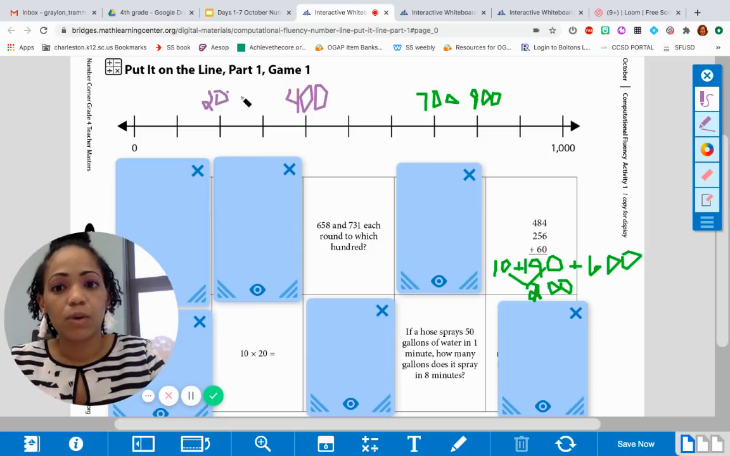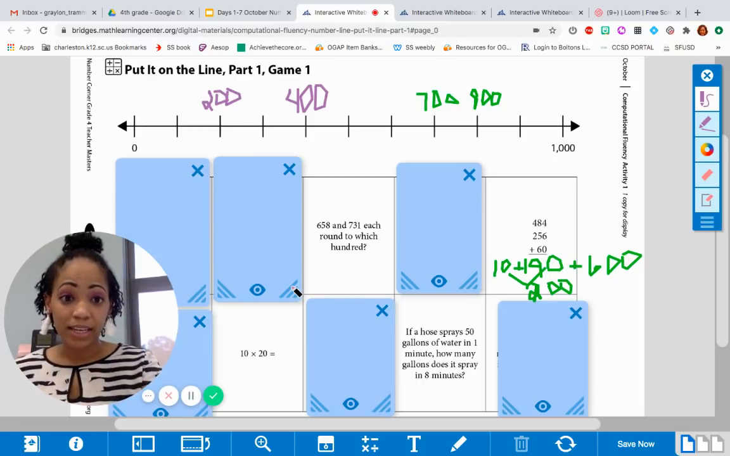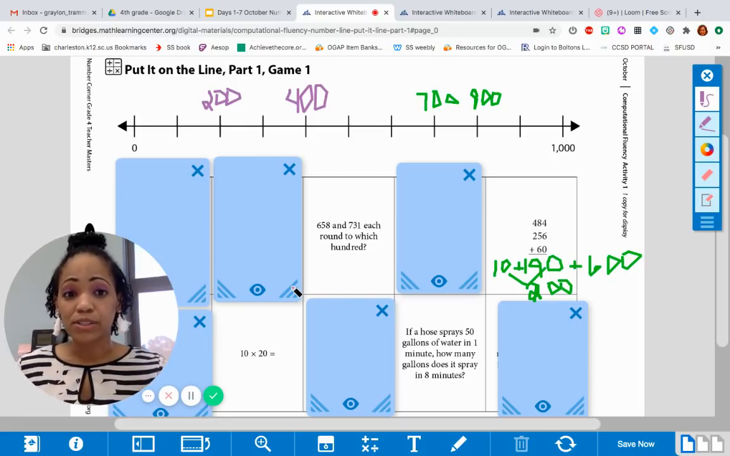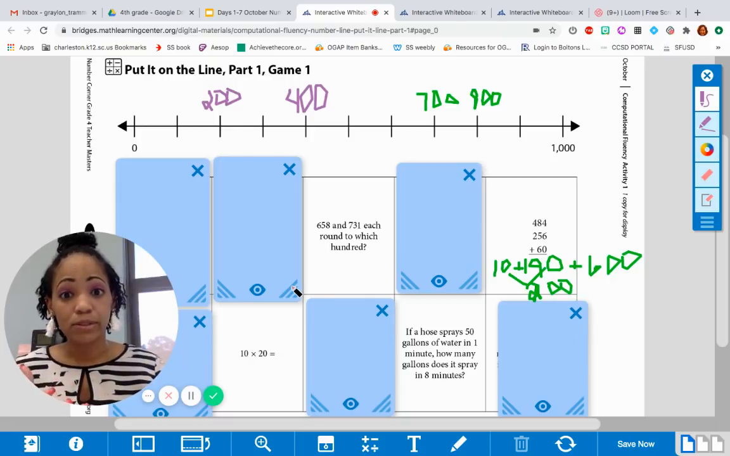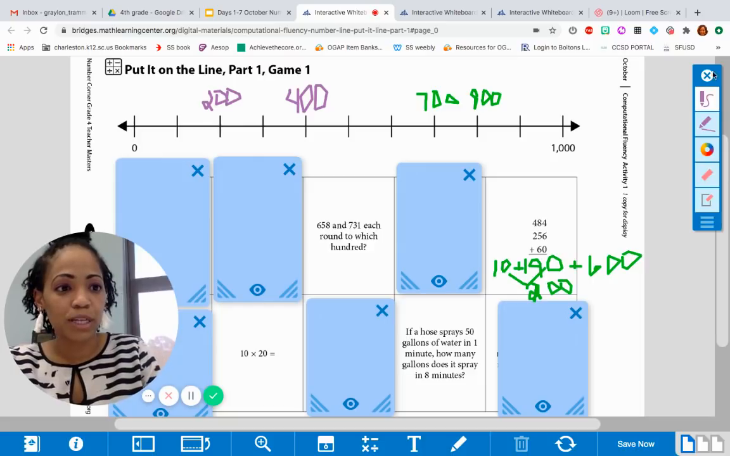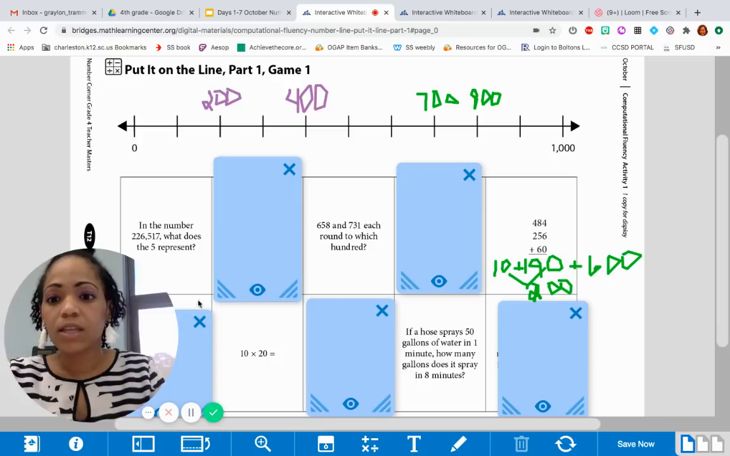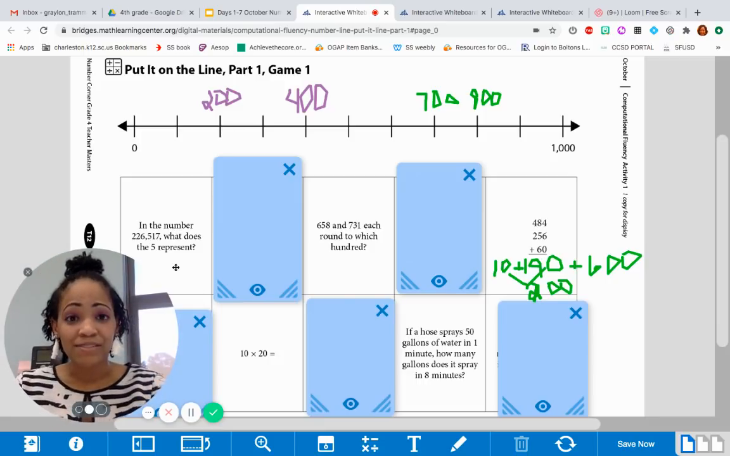Now, we're not going to play the whole thing, but we're going to do one more round. And then after that, we're going to calculate the sum of our numbers. So that means add up our numbers for our colors to see who has the biggest sum. So we're going to do the next round really quick. Last one. Here we go. For green. In the number 226,517, what does the 5 represent?